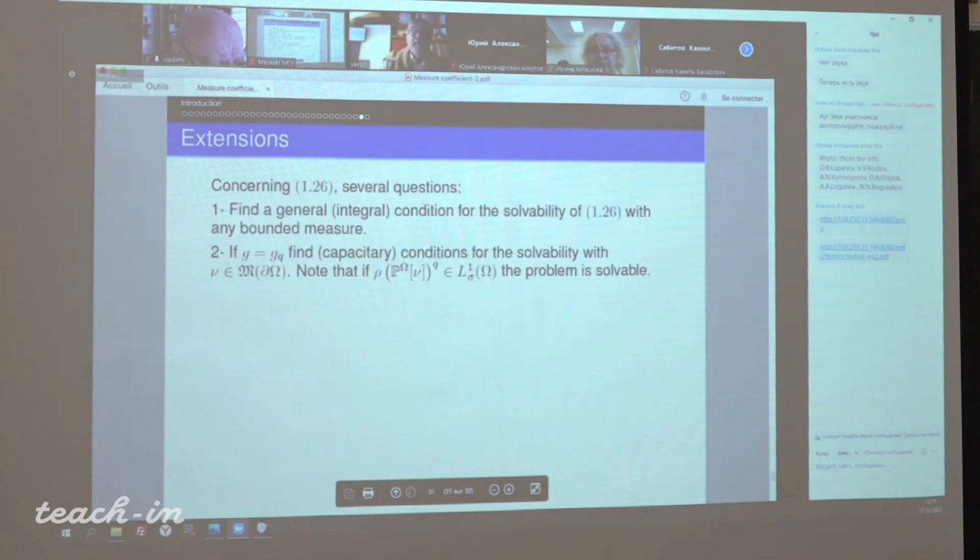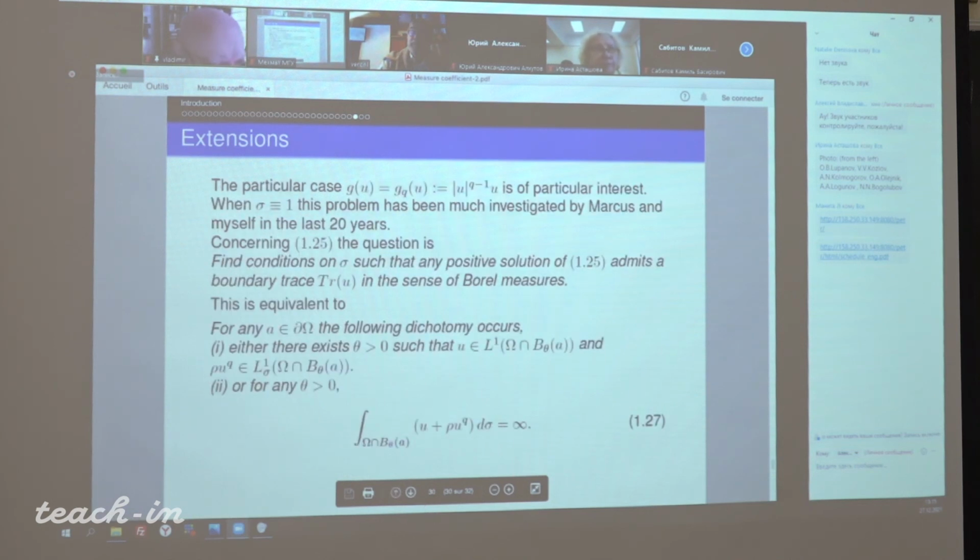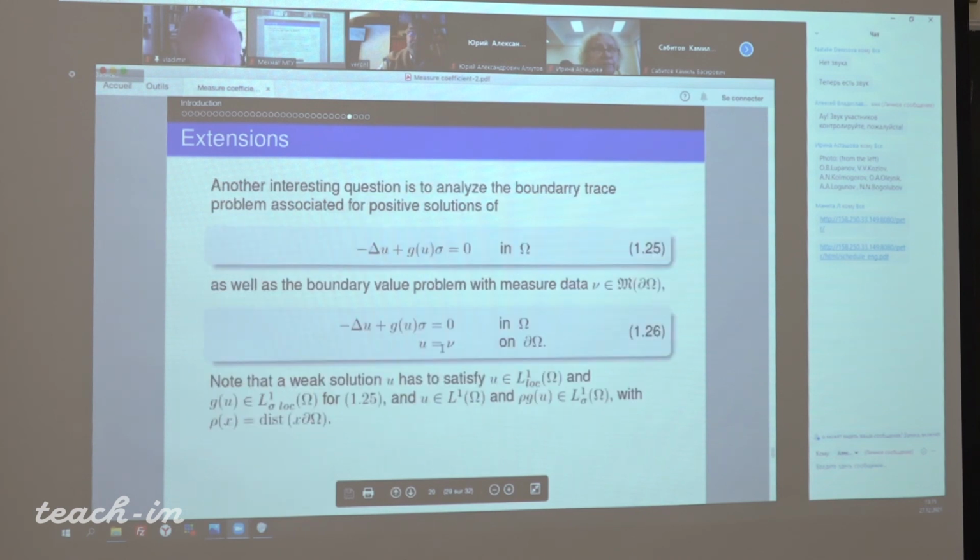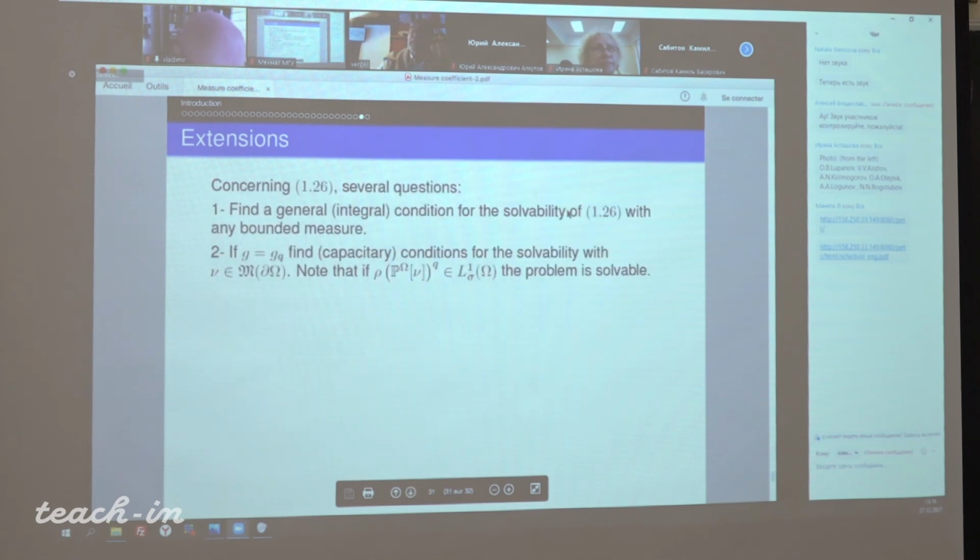Okay. And for the second problem, with boundary measure, the question is: find a general integral condition for the solvability of this equation with any bounded measure on the boundary. This is something which has been done in the case of boundary measure when σ equals 1, in a paper that I wrote with a group in 1980.